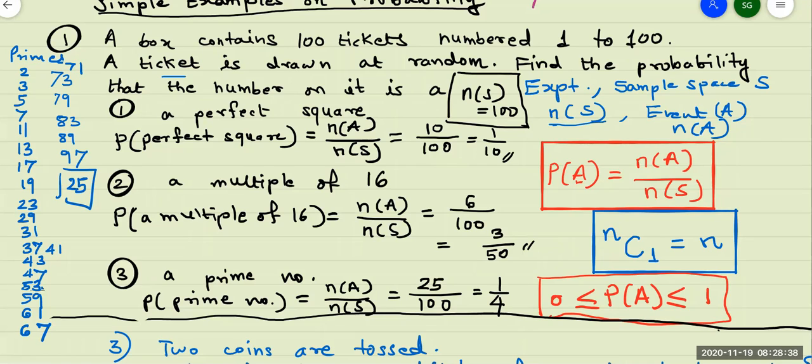So one can note down the prime numbers which are lying between 1 and 100. If you make the list, this is the list of prime numbers, and how many are they? They are 25 in number, and therefore in the numerator you have 25 here, and the answer is 1 by 4. So this is how you get the probability that the number is a prime number.